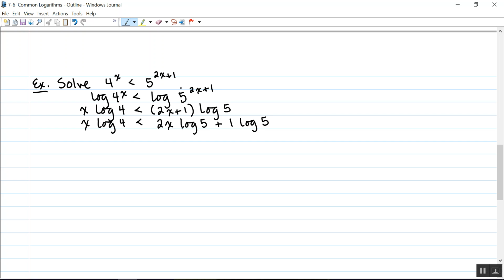So what I need to do is get all my x's on the same side. So I'll subtract 2x, or actually, how did I do this one? I'll go ahead and subtract... no, I think I'm going to keep it positive. I'm going to move this over here and move this over here. So subtracting log of 5, okay, because I want to avoid having a negative and having to flip the inequality. And then I'll subtract x log of 4.